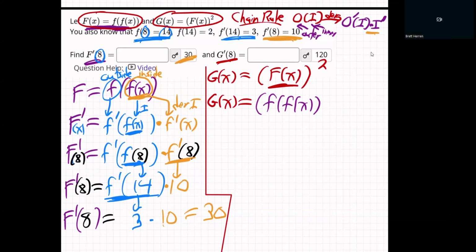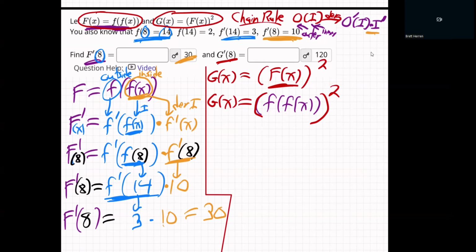Squared, right? Because you've got to kind of keep track of it. Capital F is little f of little f. So capital F inside is little f of little f. The whole thing is squared, right? Okay, it's getting tough.